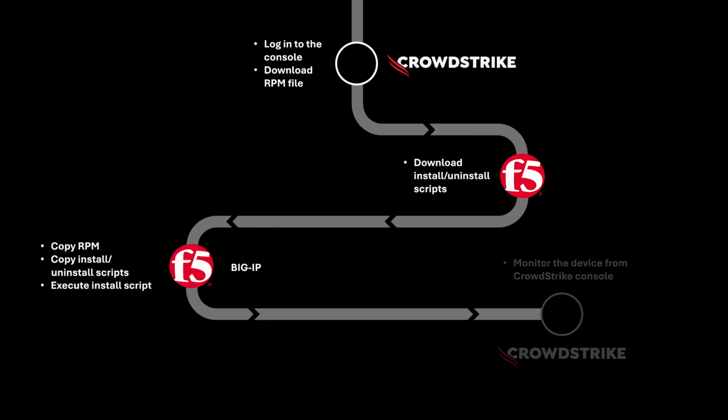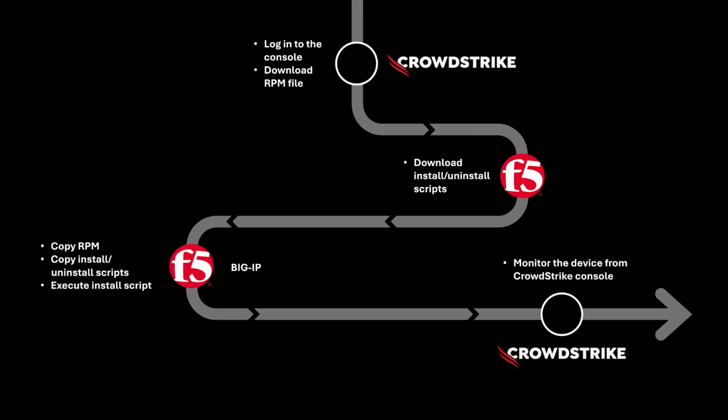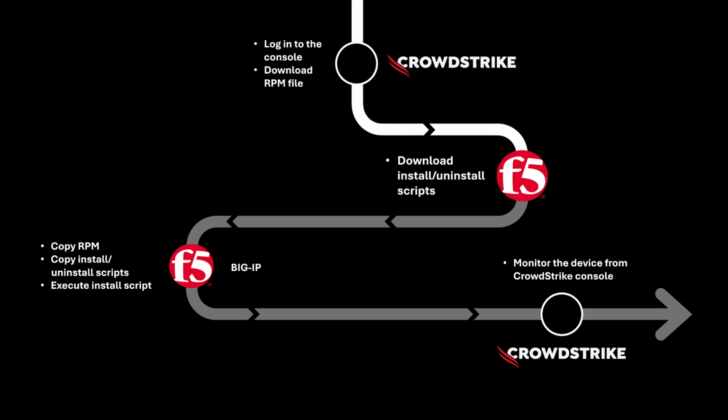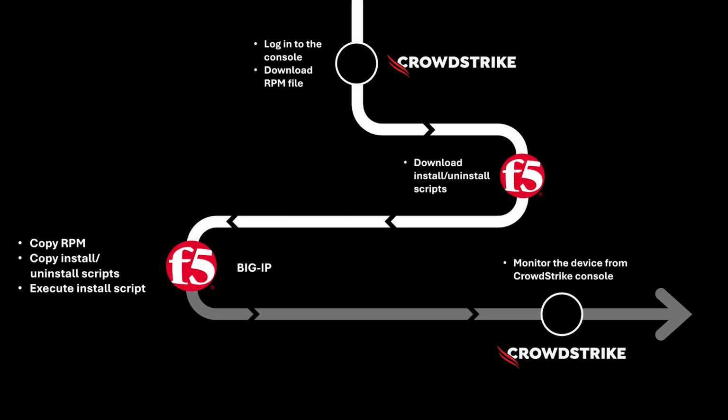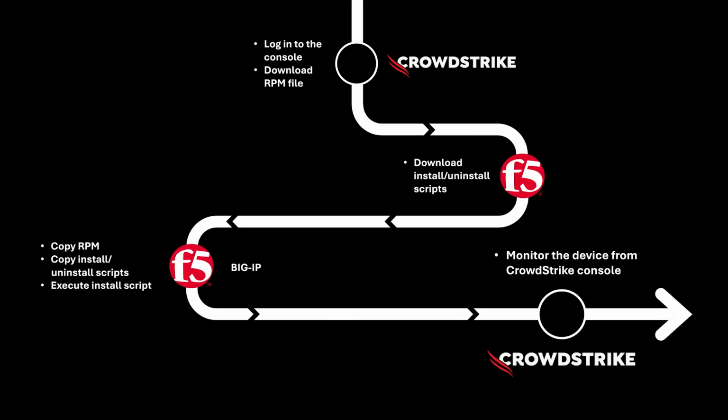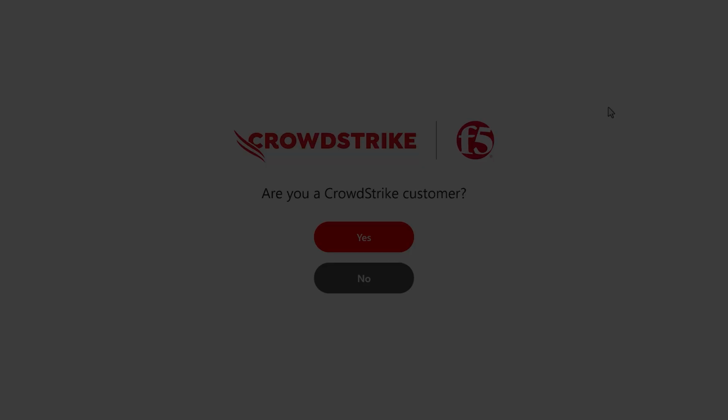Let's go through the overview of the installation flow. Start with obtaining a CrowdStrike customer ID and the RPM file from the CrowdStrike console. Installation scripts are hosted at F5. Copy those files to F5 BIG-IP and execute the installation script. Now you can monitor your installed agent through the CrowdStrike Falcon console.